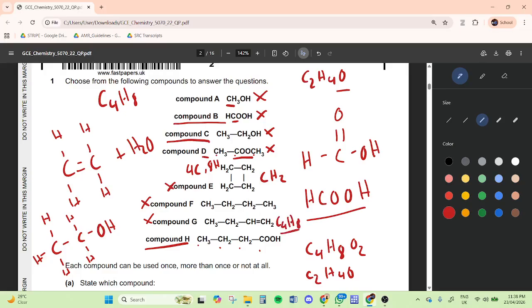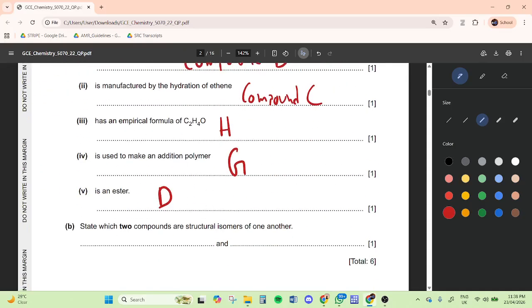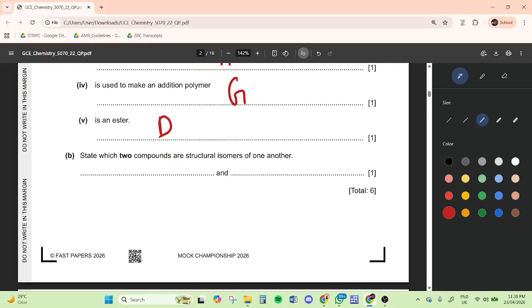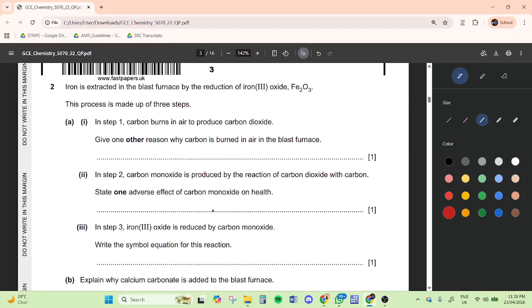And because they've got the same numbers of carbon and hydrogen, we can say that they're both structural isomers of each other. They're just arranged differently. And so this will be E and G, and that's a very easy 6 marks that we've got. All right, so let's move on to question number 2.